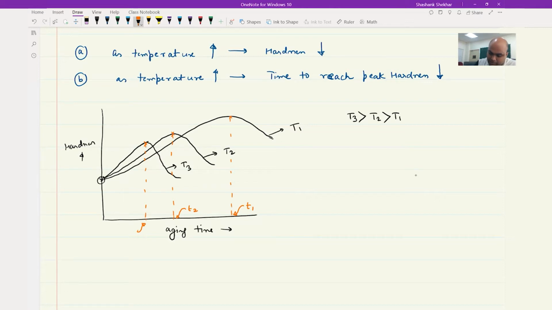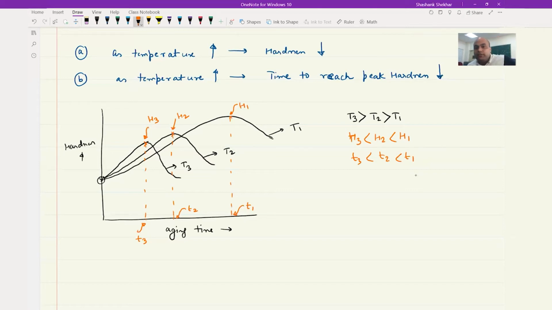So let me also write. This is your T3 here, and let me write the peak hardness values H1, H2, H3. Okay. So the sequence will be H3 is going to be lower than H2 and then H1, and similarly t3 is going to be lower than t2 than t1.